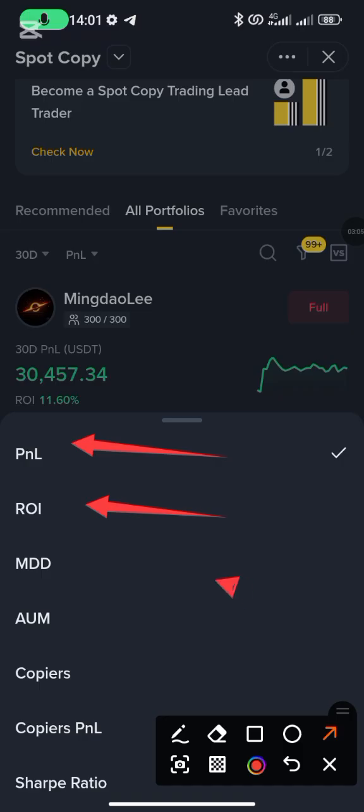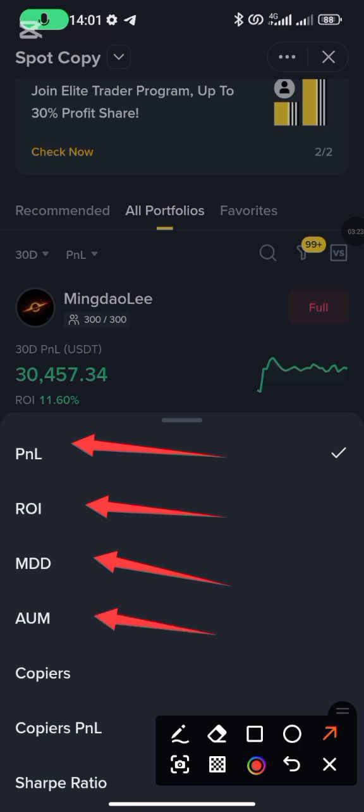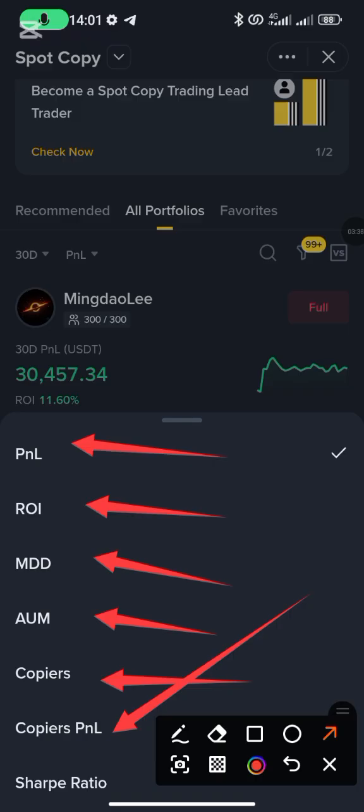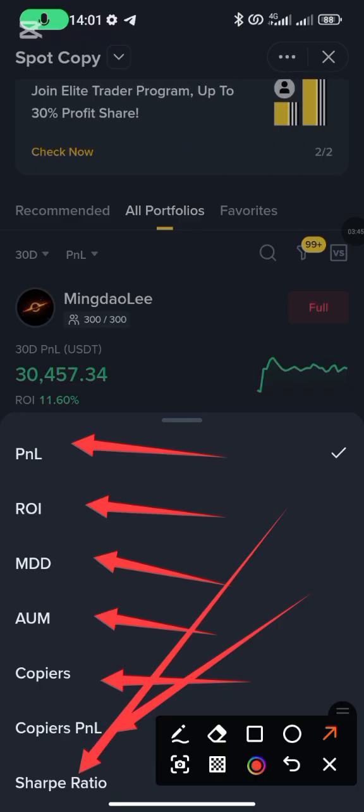Now MDD means maximum drawdown. MDD simply means loss, the loss that the person has incurred. Now AUM means assets under management. That's the total amount of money that this person is managing. And then copiers is showing the person that has the highest number of people copying him. Now you see this copiers PNL, it will show you the total profit and loss that people copying him have made. And then Sharpe ratio is what I'll show you in detail when we start sorting.